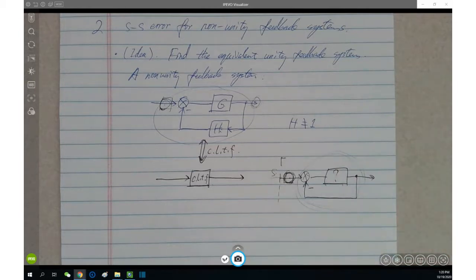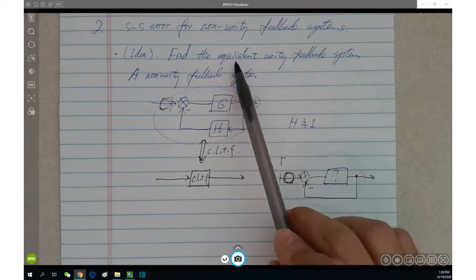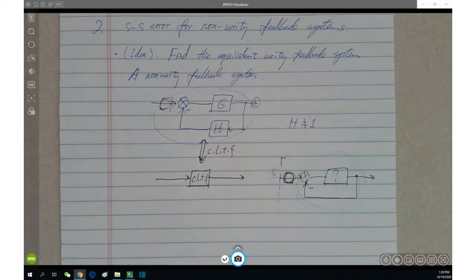So can't we just derive another function that incorporates the feedback as non-unity? I know what you say. That actually works. Yeah, that's true. However, here the idea is not that idea. I know what you say, but this is not that idea. We find something equivalent. That way, I agree. Actually, it should work.